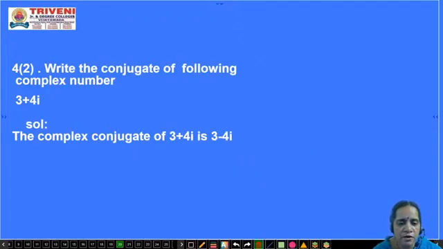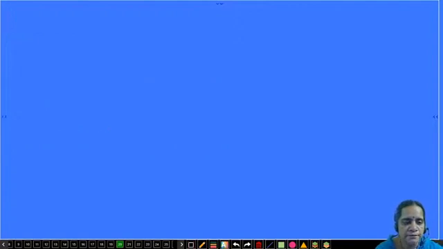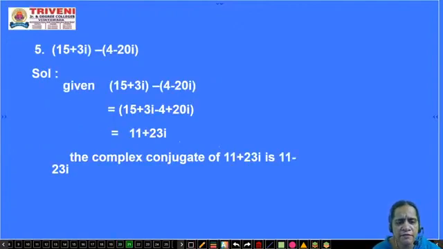Here the complex conjugate of a complex number is 3 plus, in place of plus we have to put minus here. And then next one, the difference of two complex numbers. Difference means we have to write the negative of the first complex number here. Minus of plus 4, minus 4 minus into minus plus 20i. 15 minus 4, that is equal to 11. 20 plus 3, 23i. The complex conjugate of 11 plus 23i is 11 minus 23i.